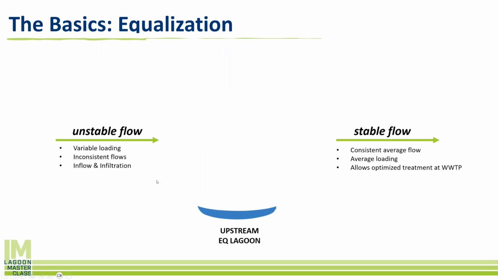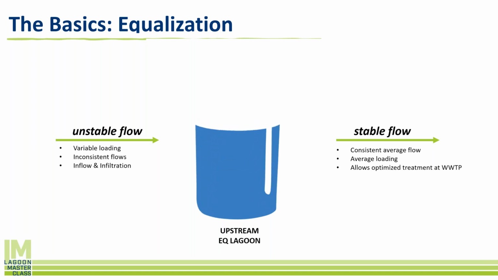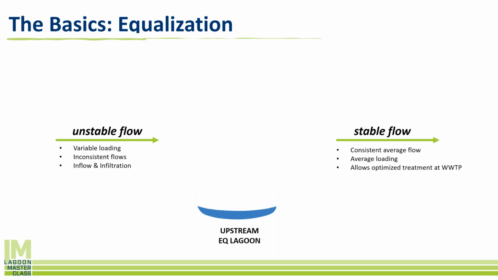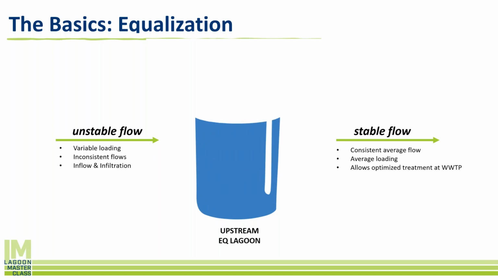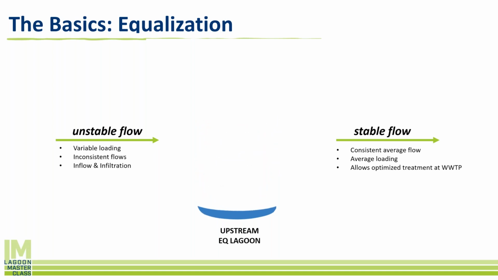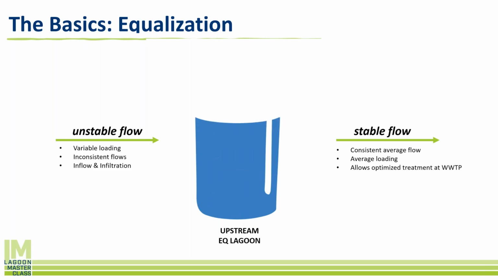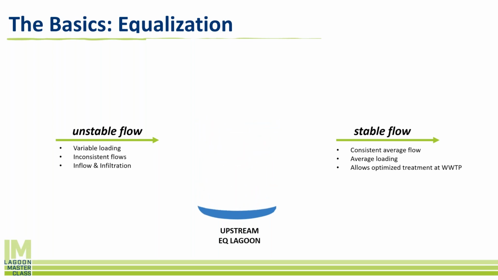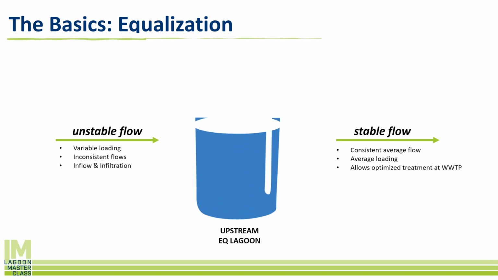Another basic that we want to evaluate here or understand is EQ, or equalization. So what is equalization? Equalization is used for municipalities and especially industrial plants that have unstable flows. These flows might be unstable because the loading is all over the place. It might be 1,000 milligrams a liter of BOD one day and 20 milligrams a liter of BOD another day.